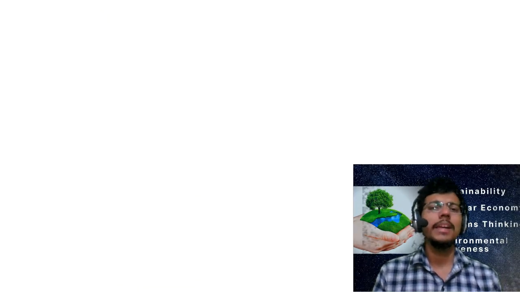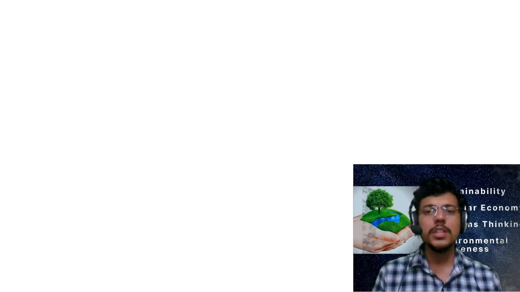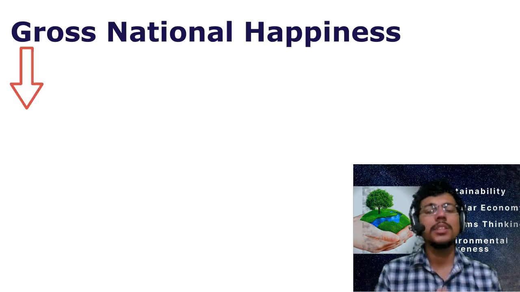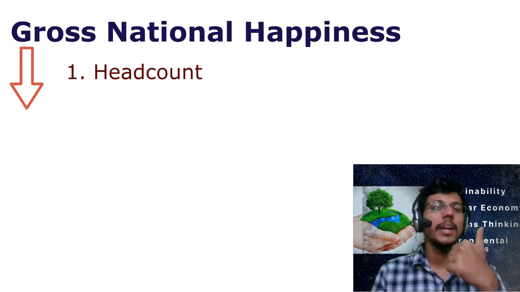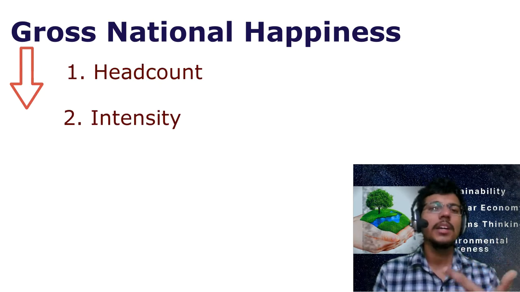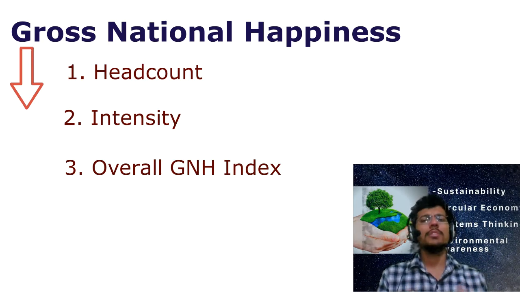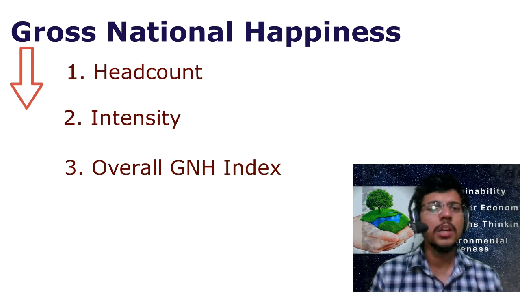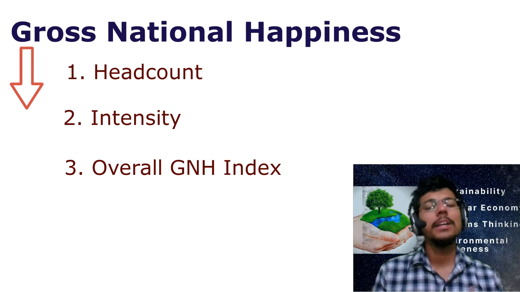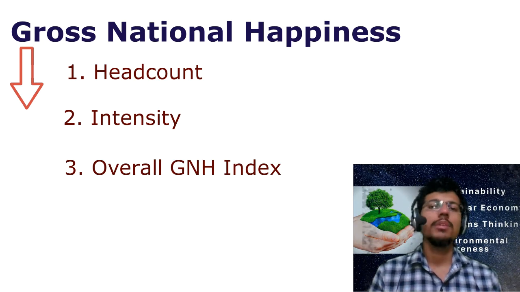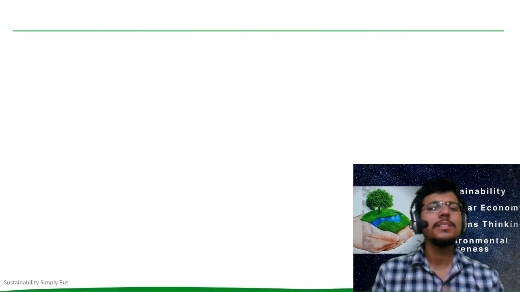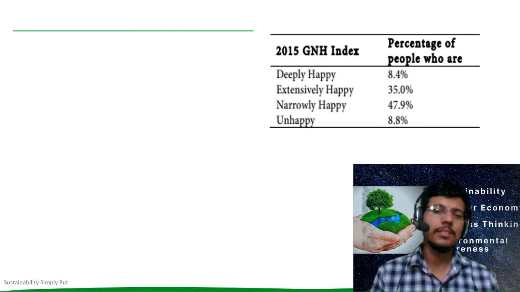Employing a variant of the Alkire-Foster method, the Gross National Happiness Index generates 3 types of results. First is headcount, then intensity, and overall Gross National Happiness Index. Headcount refers to the percentage of Bhutanese people who are happy, while intensity is the average number of domains in which not yet happy people are happy. So what does this 2015 index tell us?